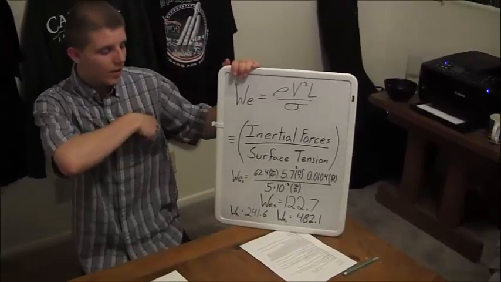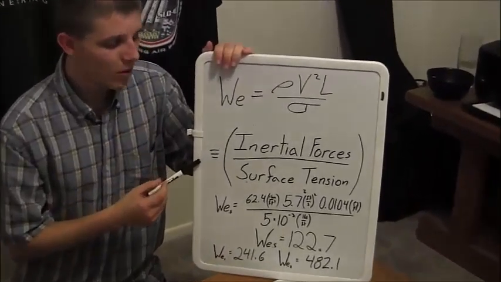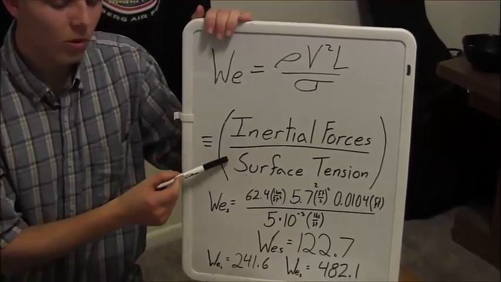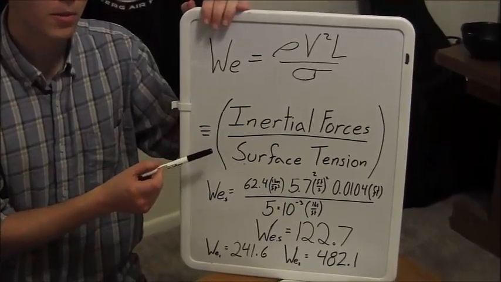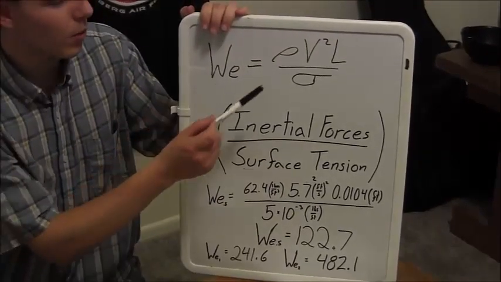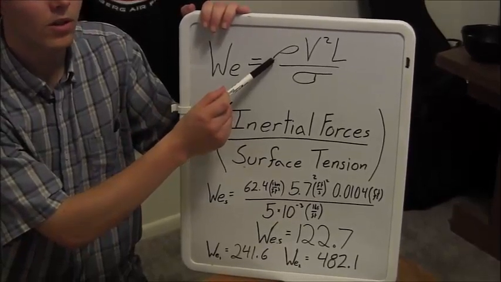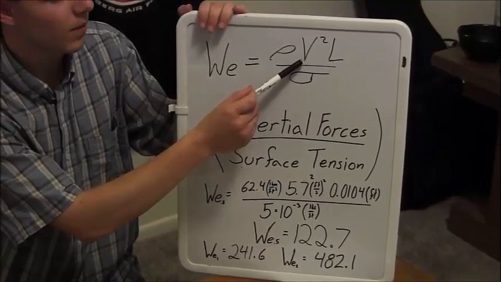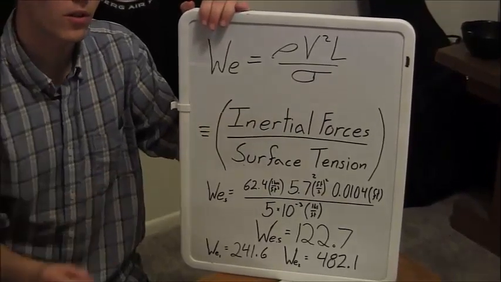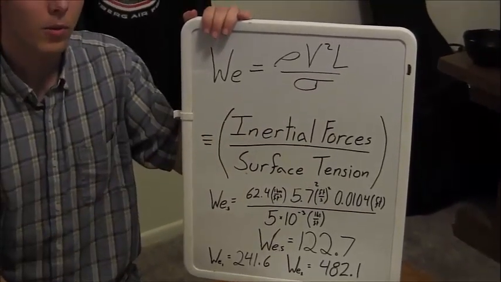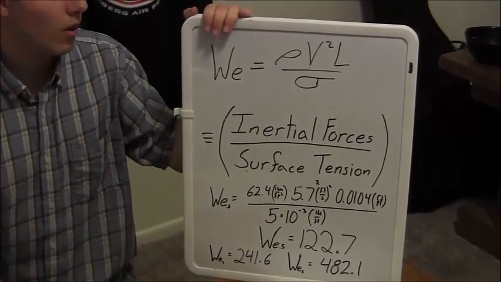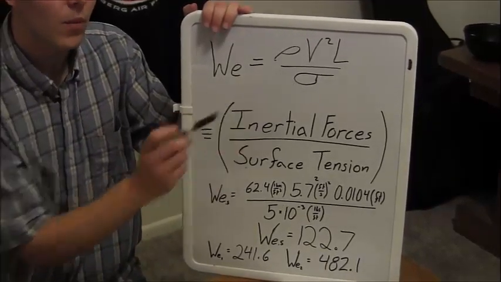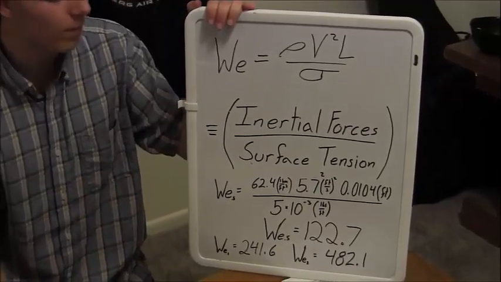First off, we can see that the Weber number is the ratio of inertial forces to surface tension. This can be seen by my equation. The Weber number equals rho, where rho is the density of the fluid in question, v squared, where v is the velocity, L, which I call the characteristic length, which in this experiment will be the diameter of the water droplet, over sigma, which is the surface tension.